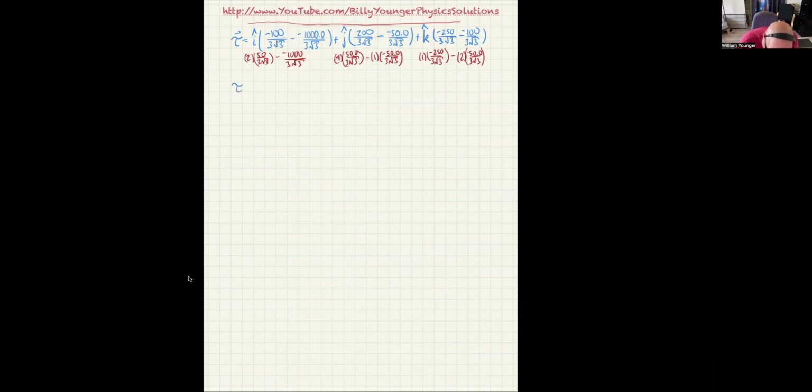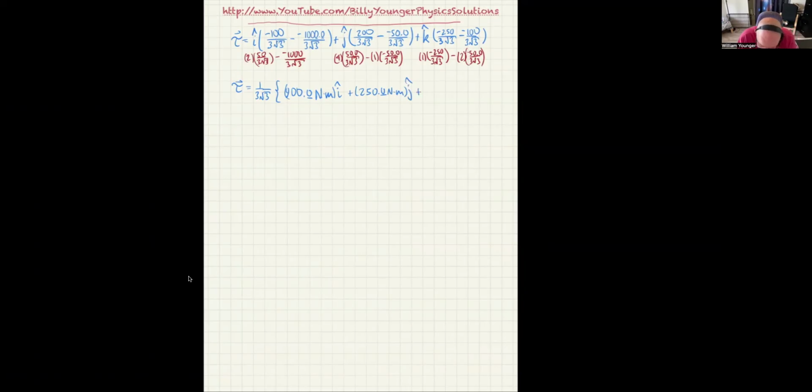I'm going to go ahead and say now that the torque is, obviously everything has 1 over 3 times the square root of 3 in it, so I just pull that out in front. And what I'm getting is negative 100 minus negative 1,000. So that's 1,000 minus 100, so that's 900.0 Newtons times meters times I hat. And now the next one is 200 minus negative, which would be adding. So 200 plus 50, that would be a positive 250.0 Newton meters for that one, and that's J hat.